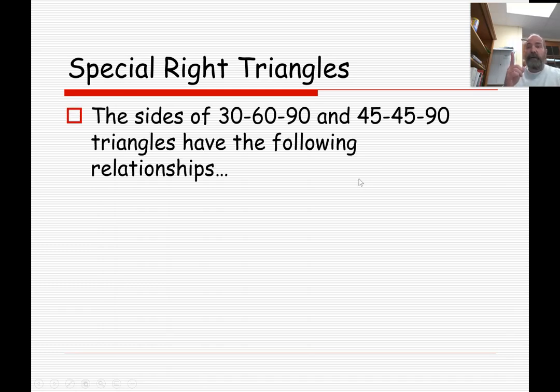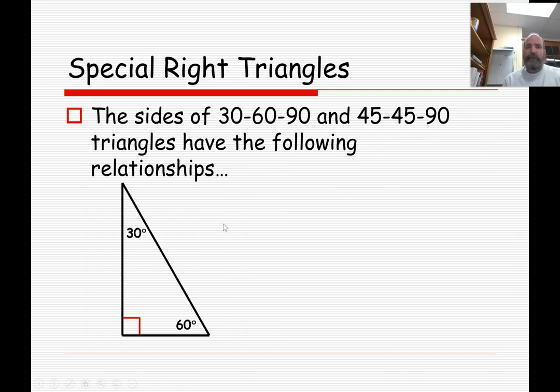And this, you're going to have to take notes on a regular notebook piece of paper. Okay, so you might have to pause me if I happen to go too fast. Okay, the sides of a 30, 60, 90, and 45, 45, 90 triangles have these relationships. Okay, they always have these relationships.